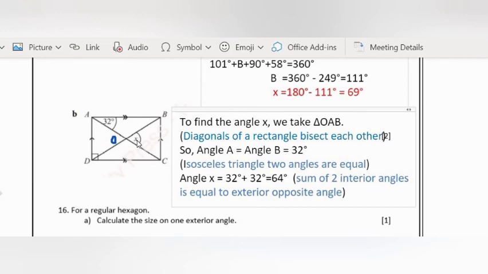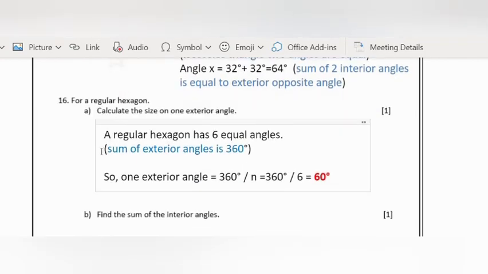And here x is an exterior angle of the triangle. We can say that the sum of two interior angles, this is A and B, will be equal to the exterior opposite angle. So I can say that angle x is 64 degree. Next.